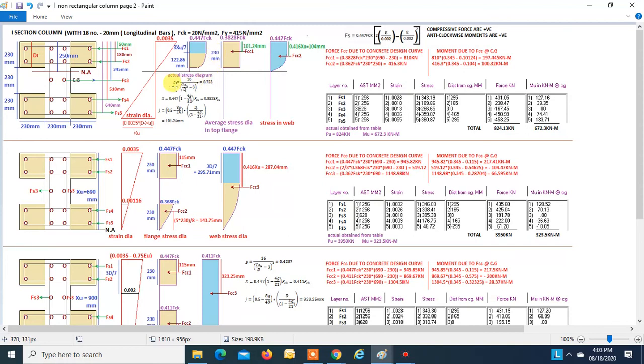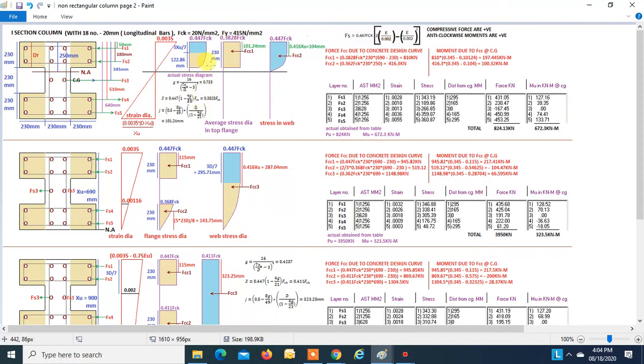So using the formula, please remember over here XU is 250, and this you have to take as DF. So DF is 230. So you have to take XU as 250 and DF as 230. So we get G as 0.753. Put the value of G over here, you get X is equal to 0.3828 FCK.